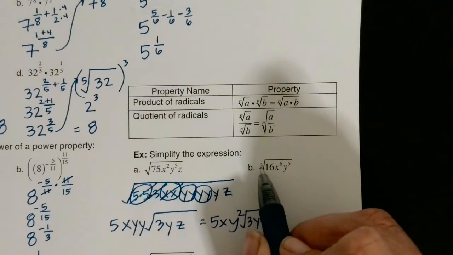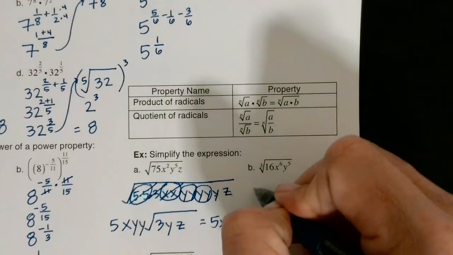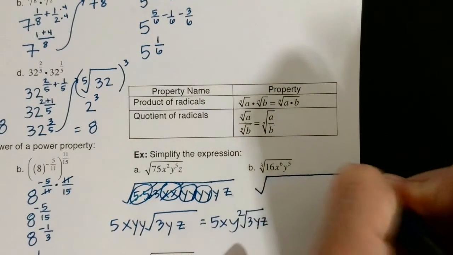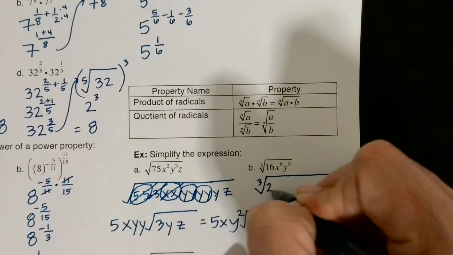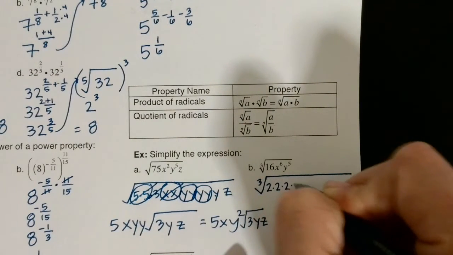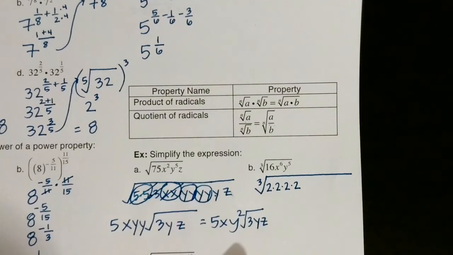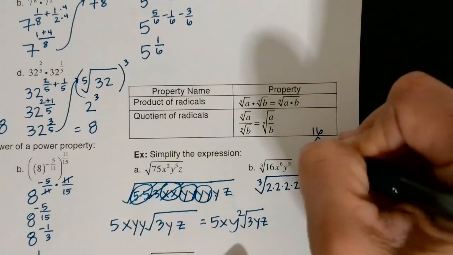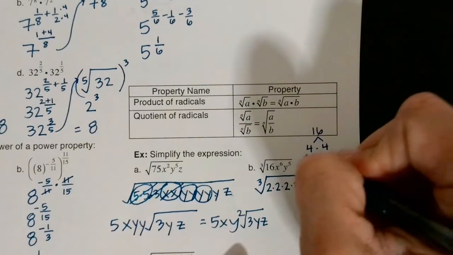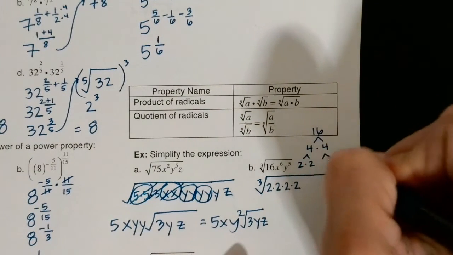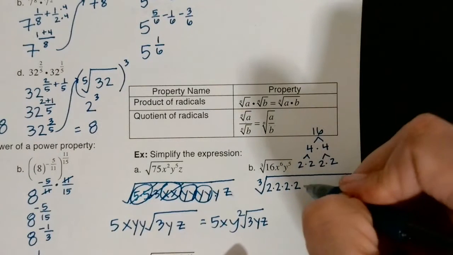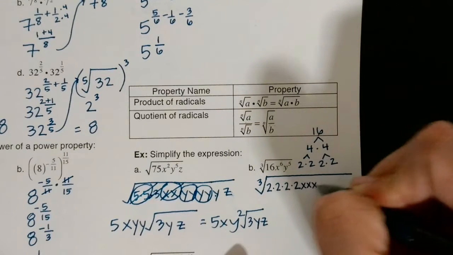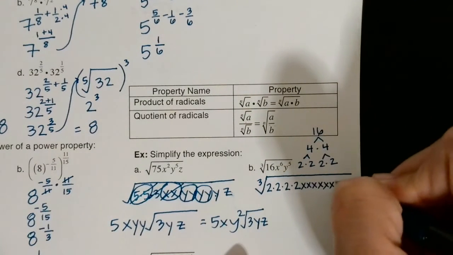This 3 tells us I actually need 3 of a kind. So because I need 3 of a kind, I'm going to write this out as 2 times 2 times 2 times 2. Instead of writing it as 4 times 4, I'm breaking it down all the way. So remember when you guys did these back in the day, they were called factor trees. That's what you want to do with these problems. Okay, and then 6 x's and 5 y's.